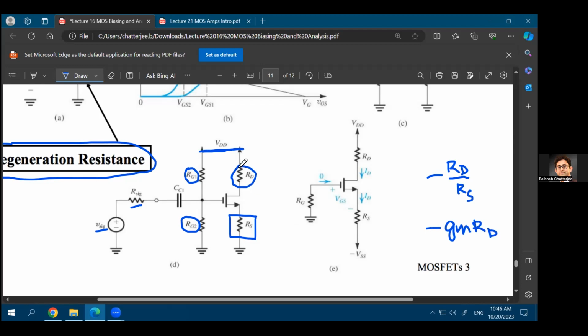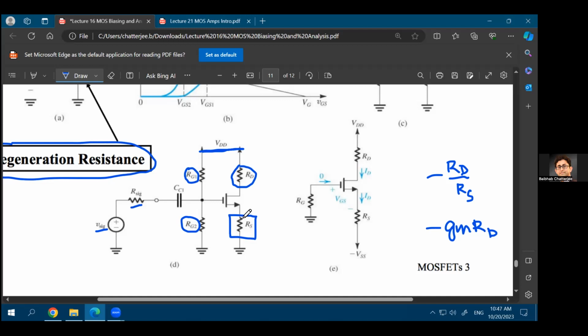Again, we'll prove this today: without this Rs resistance, the gain of the system will be minus gm times Rd, and that will usually be higher than minus Rd over Rs. So the absolute value of gm times Rd will, in most practical cases, be much higher than the absolute value of Rd over Rs. So why do you even use this degeneration resistance? It degenerates your gain, it reduces your gain. What is the purpose of using this degeneration resistance? The main reason you would want to use the degeneration resistance is that it gives you a method to stabilize the gain.